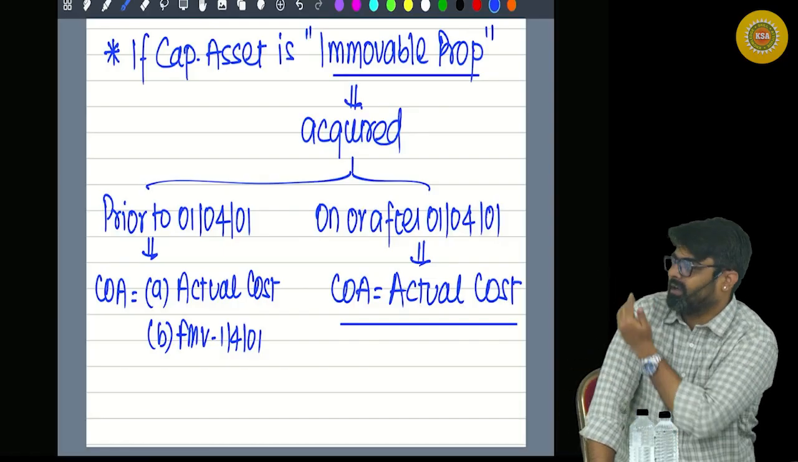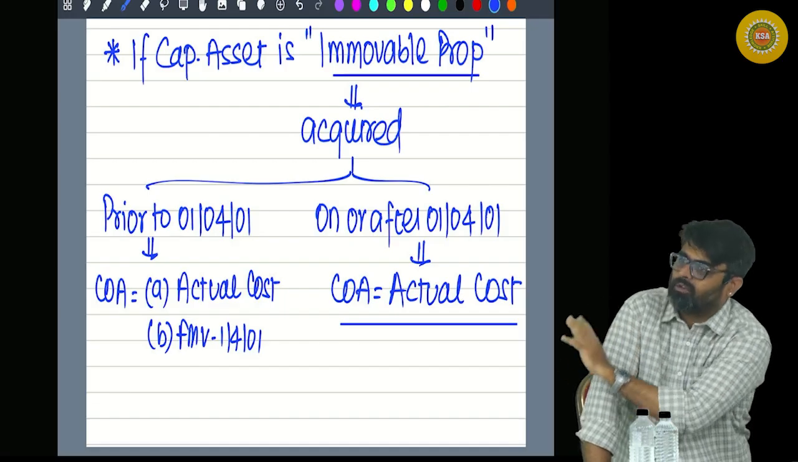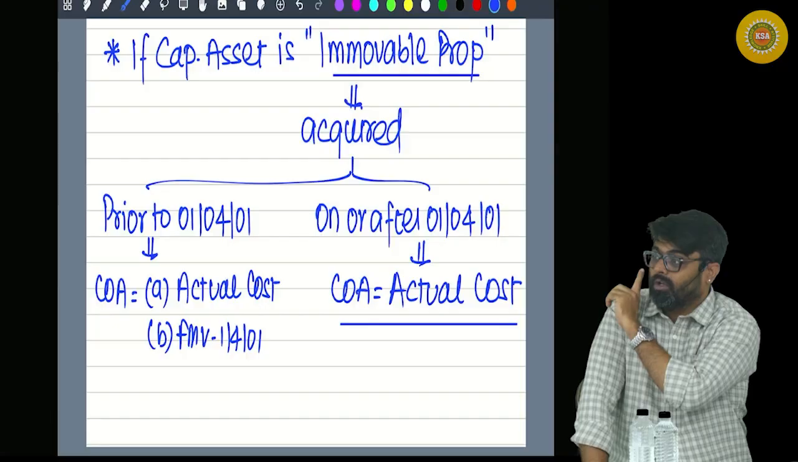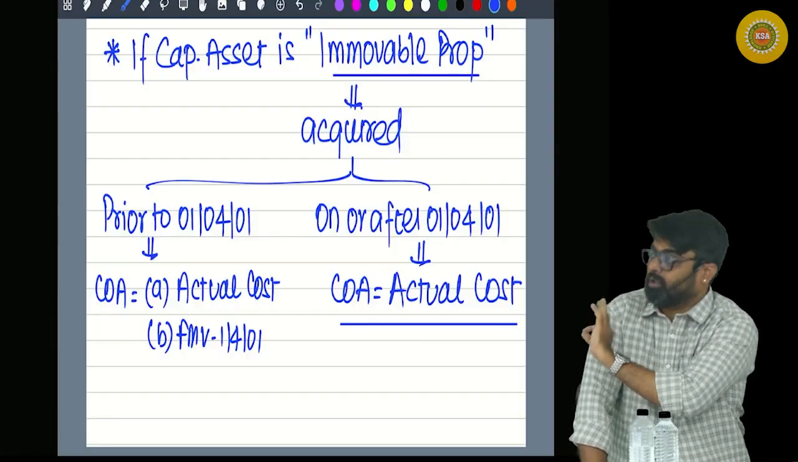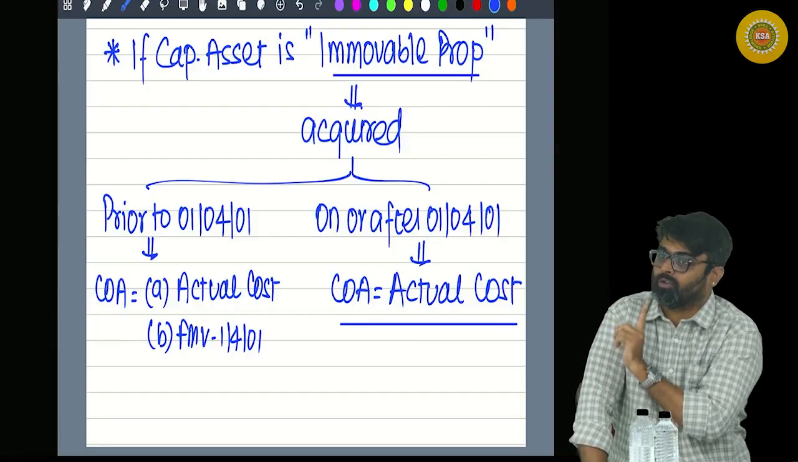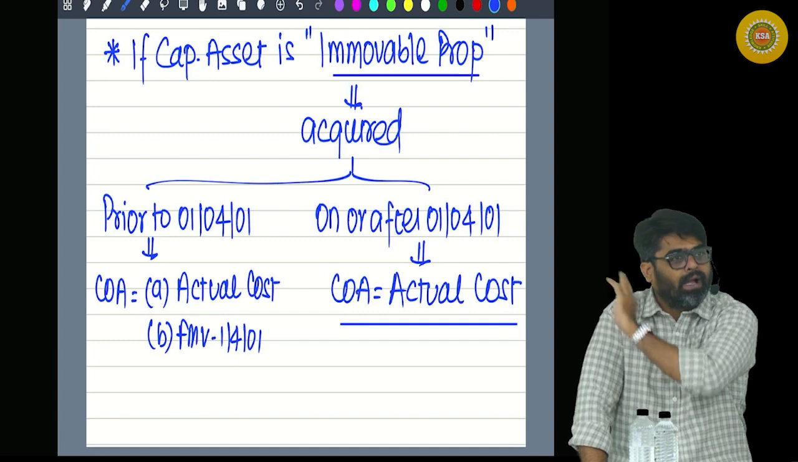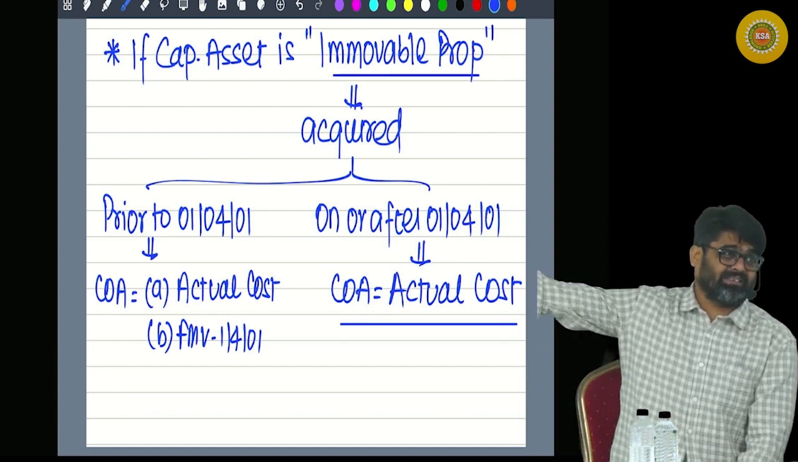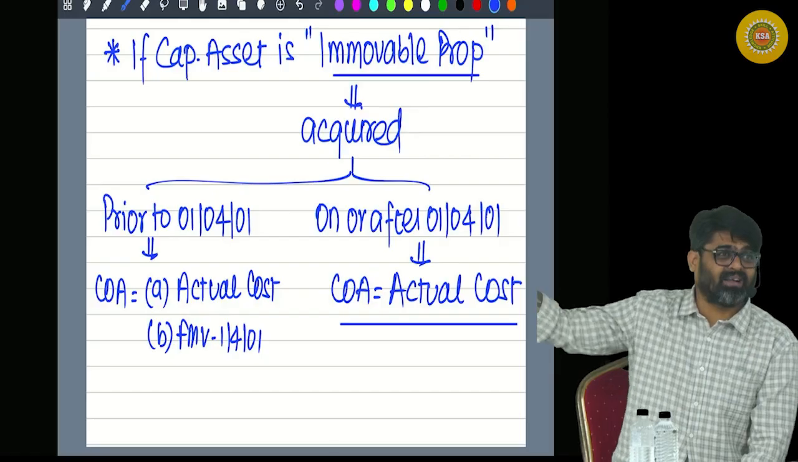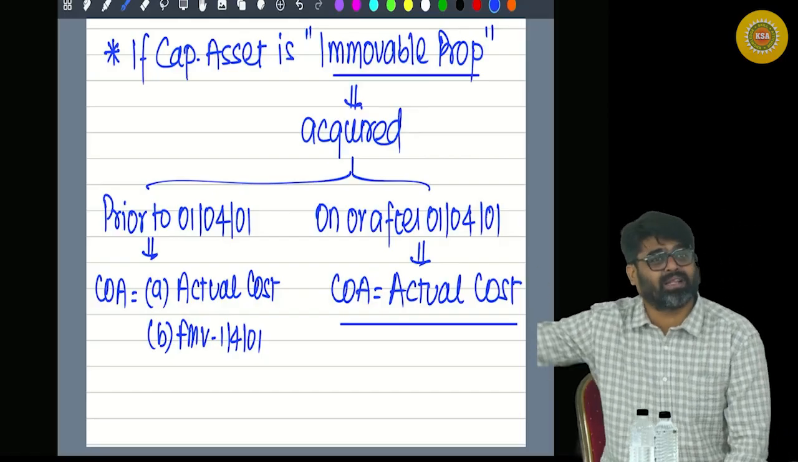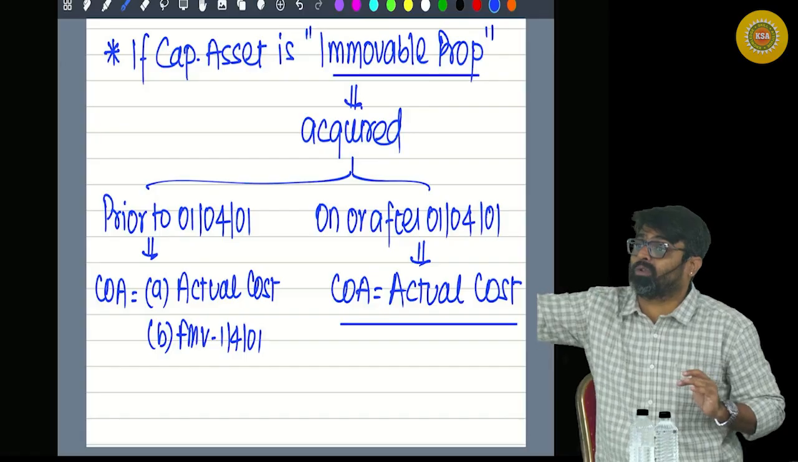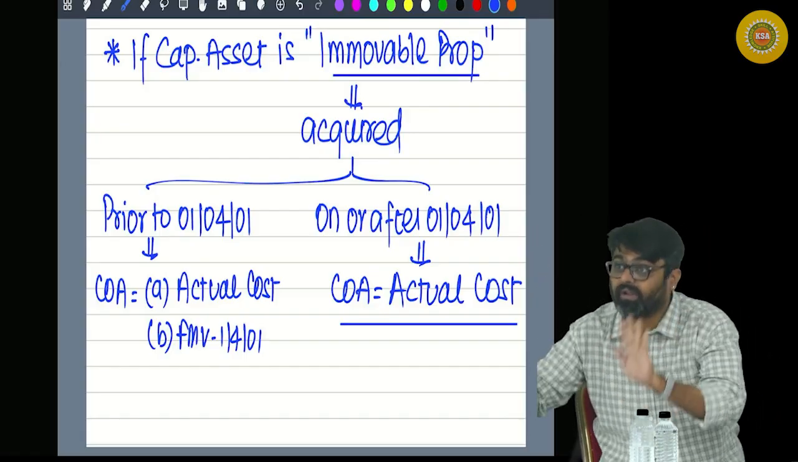Otherwise, I would have kept it above only. Here also, you are going to get the option to take the fair market value as on 1st April 2001 as your cost. But remember, this fair market value cannot be more than the stamp duty value of that property as on 1st April 2001 if available.